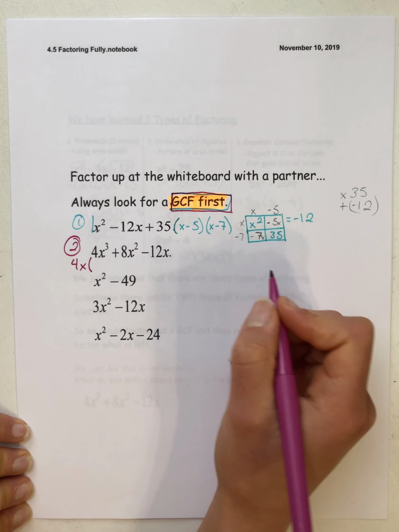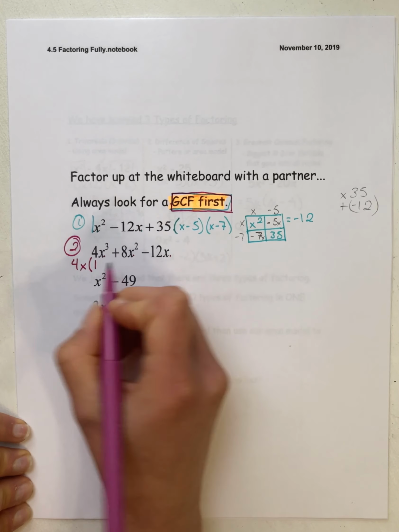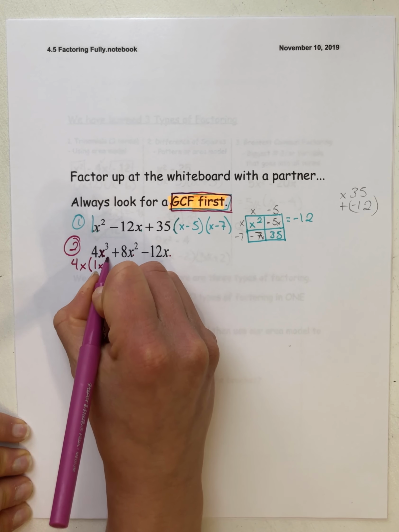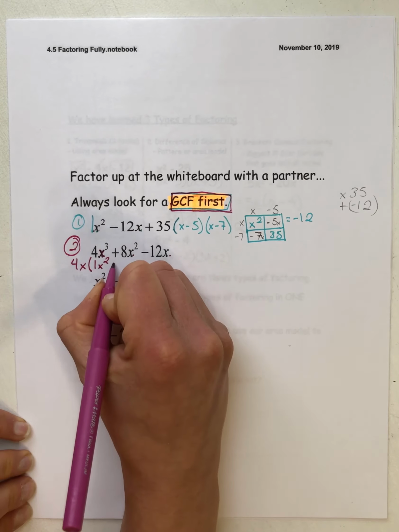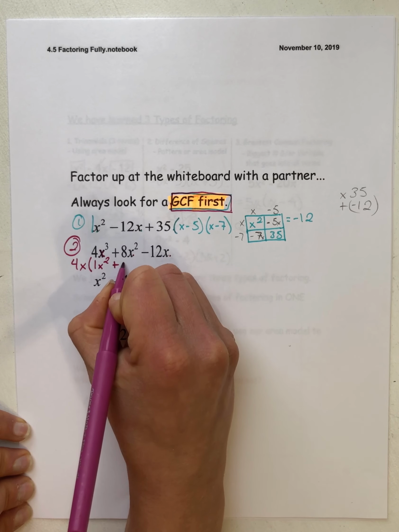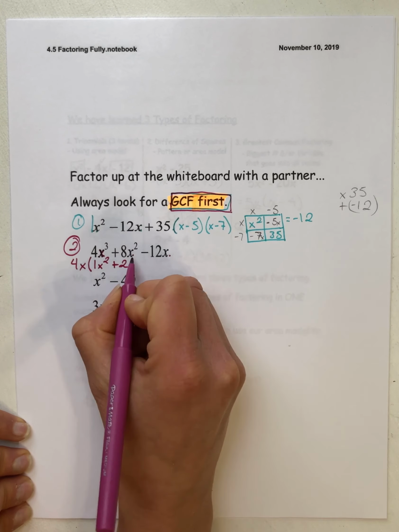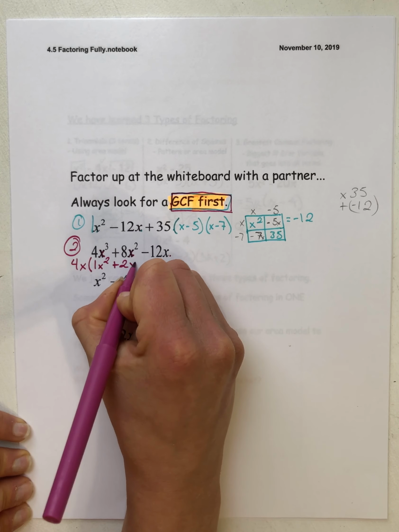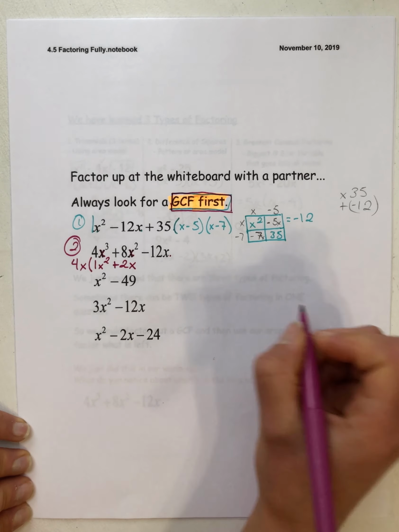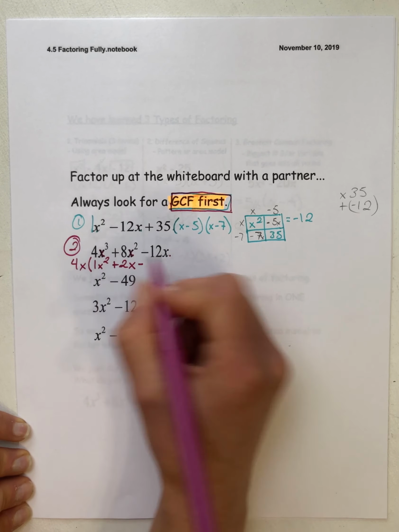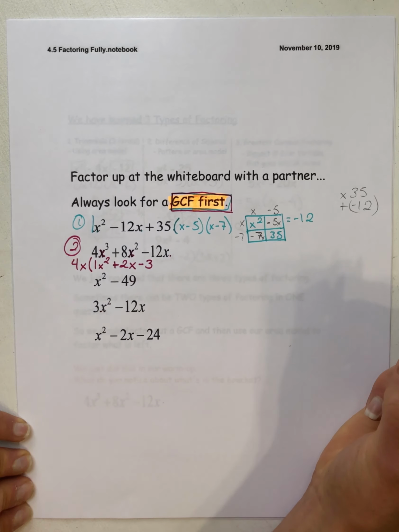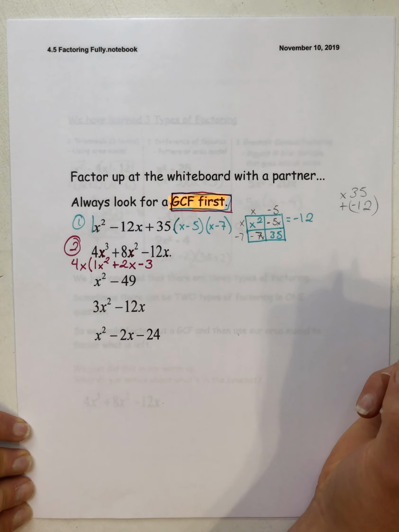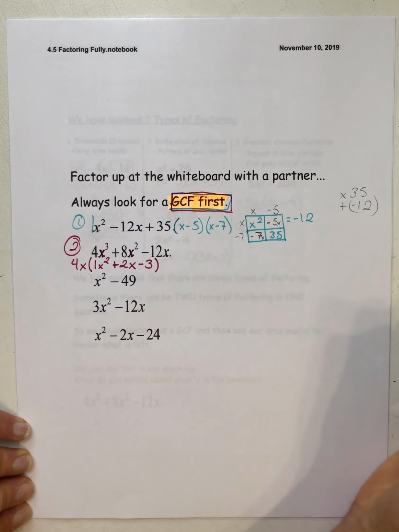So 4 divided by 4 is 1. We pulled out 1x, and there was initially 3, so we have 2 x's left over. And 8 divided by 4 is 2. We pulled out 1x from this, and we have 2 initially, so we have 1x left over. And 12 divided by 4 is 3. And we pulled out this x, so we have no x's left over.